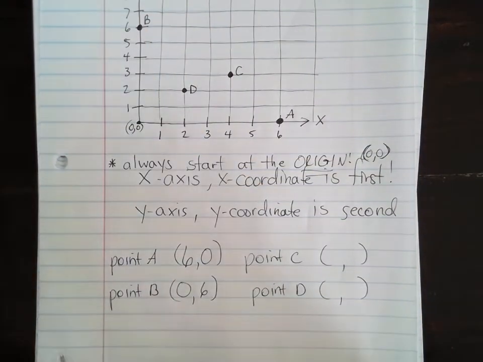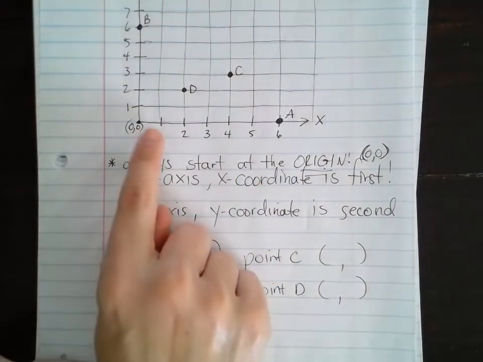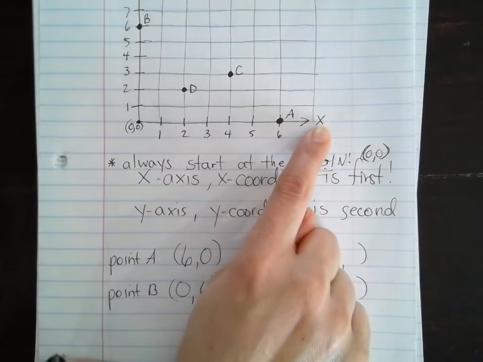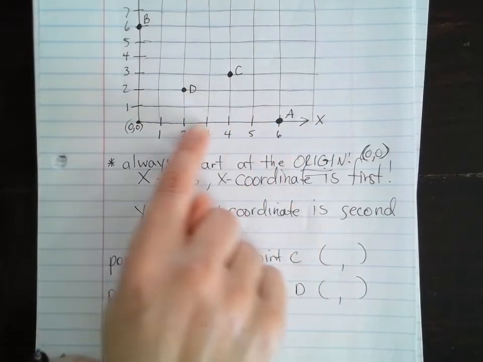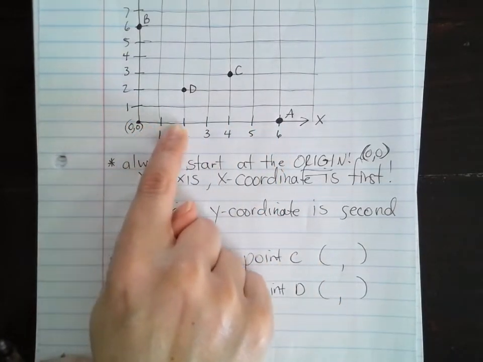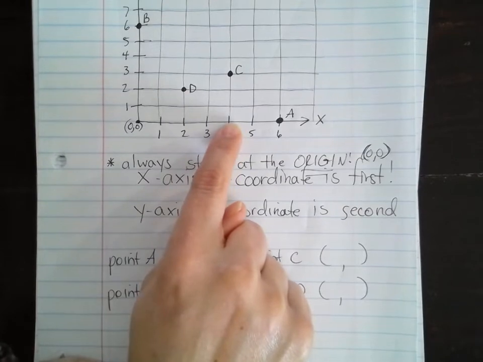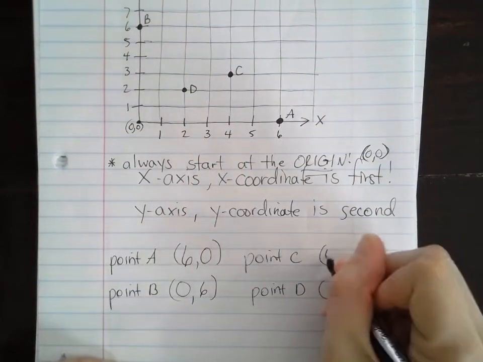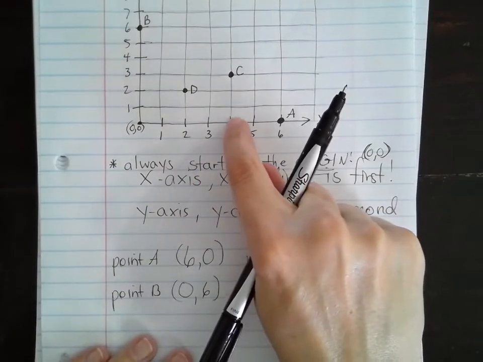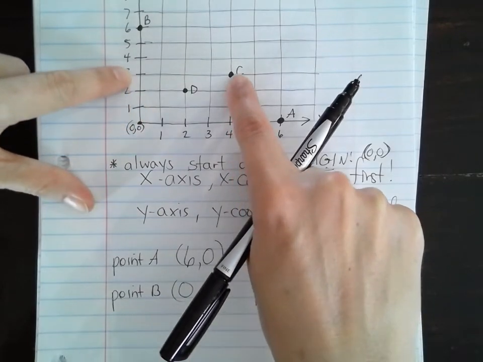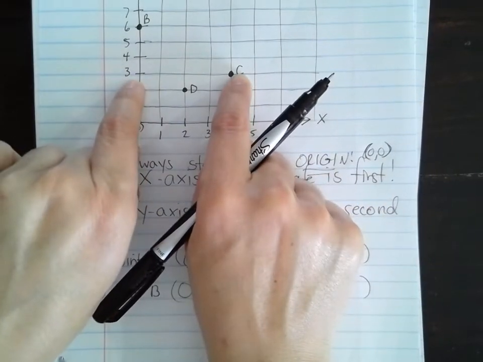Now let's look at point C. So where do we start? We always start at the origin, and we always travel on the x-axis first. We always go on this x-axis. So we're going to travel over till we get to point C. There it is. So what do we know? What is the x-coordinate for point C? The x-coordinate is 4. Okay, and then we'll travel up the y using this y over here. We notice that point C is 3.